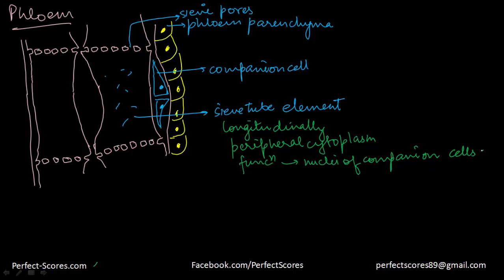Coming to these companion cells, what are the companion cells? These are nothing but specialized parenchyma, and they are connected to each other by the pit fields between the common walls. So this is known as the pit field, and the basic purpose is to maintain the pressure gradient of the whole phloem.